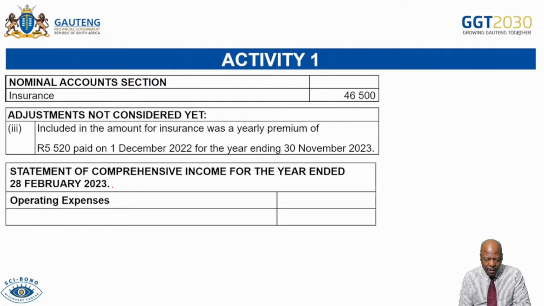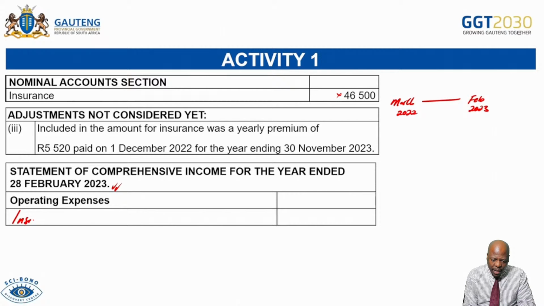Our financial year, we know it ends on February 2023. So if it ends in Feb 2023, it means it began on the 1st of March 2022. So this is our 12 months here. And then we are told in the amount of insurance, which I would have written as insurance, opened my bracket, and said insurance 46,500. And included in that amount is a yearly premium of 5520, which was paid on the 1st of December.